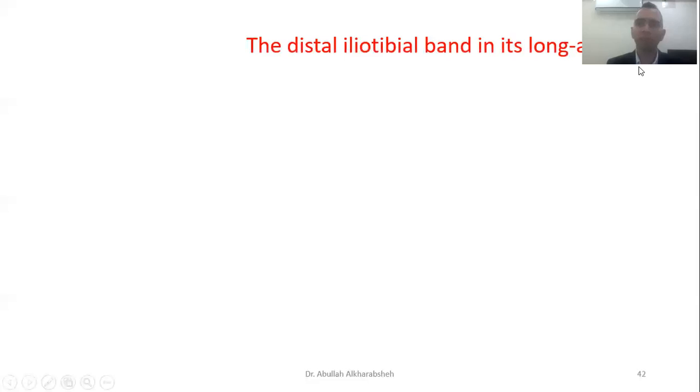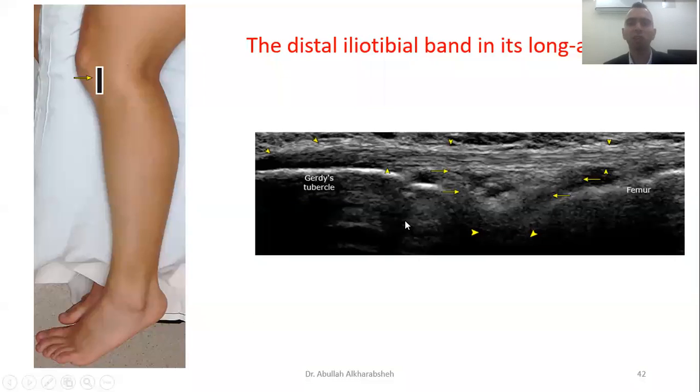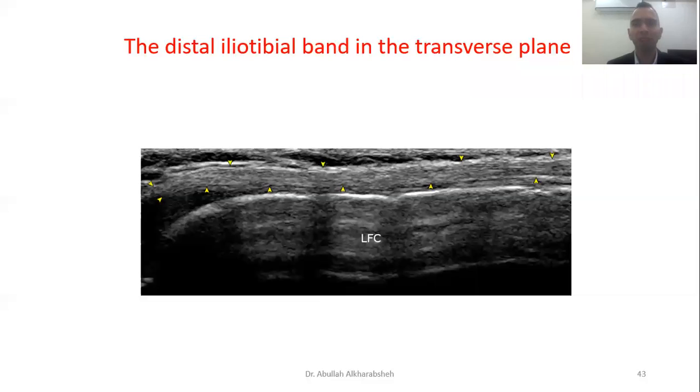The distal iliotibial band in its long axis view, as we see here, and the sonoanatomy: this is the Gerdy's tubercle, as we see here, and this is the femur here. If we put the probe between them, where we palpate the femur and we palpate Gerdy's tubercle, we can see this nice picture. This is the iliotibial band, a hyperechoic fibrillar structure, as we see here, between Gerdy's tubercle and femur. And this is the distal iliotibial band in the transverse plane.